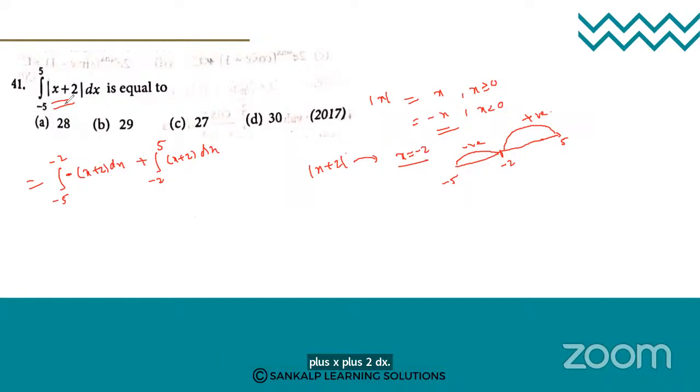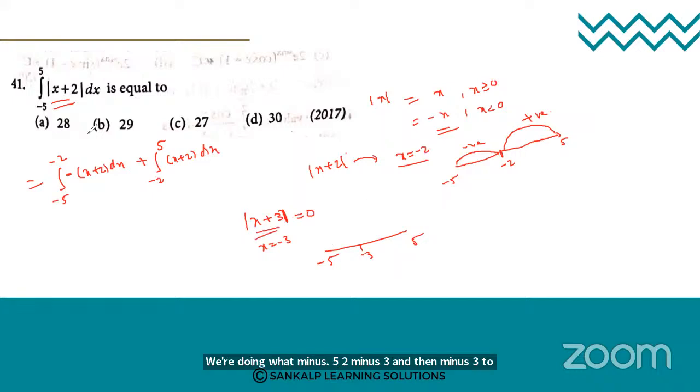Now suppose instead of x plus 2, it would be x plus 5, or x plus 10. If it were x plus 3, then at x equal to minus 3 this whole function will be equal to 0. So the interval will split between minus 5 to minus 3, and then minus 3 to 5. This is how you can split the function, and once you split it, the rest of the procedure is very easy. Pay attention to how we can simplify it.